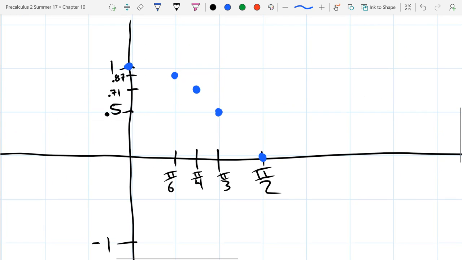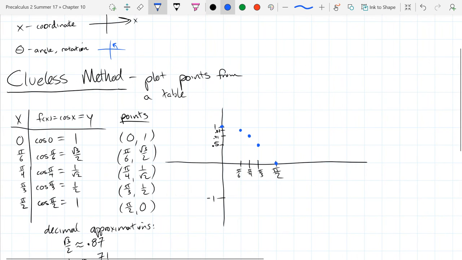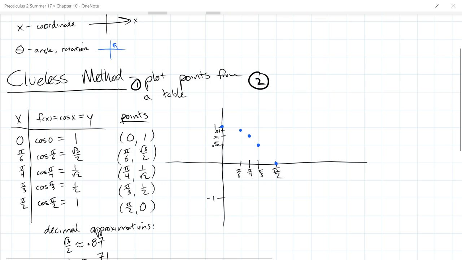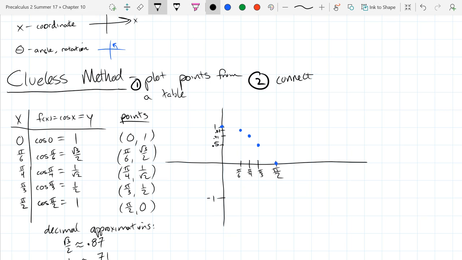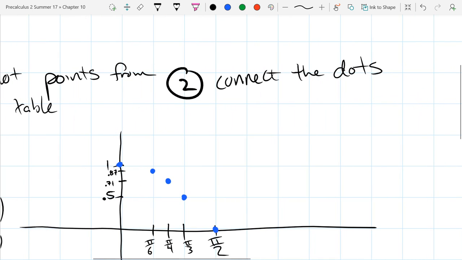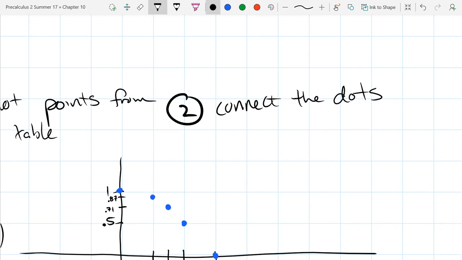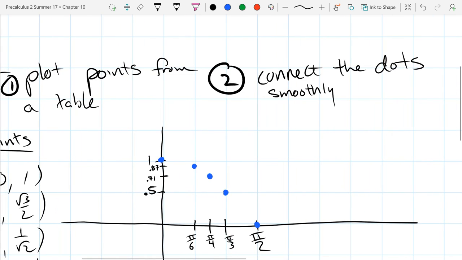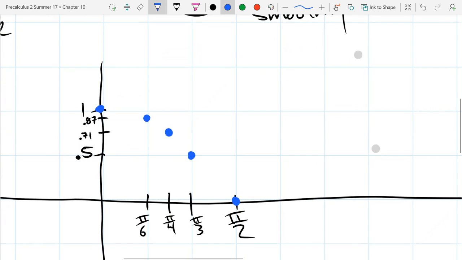And what is the second part of the Clueless method? So first, plot points from a table, then you play connect the dots. So I know this is a game you learned a long time ago. You want to play connect the dots smoothly. If you watch a kid play connect the dots, a lot of times there's these straight lines, so it would look something like that if you did not do this smoothly. So it would be a bunch of short but straight line segments. So what we're going to do is connect it with one curve and try to have no corners in it or make it smooth.